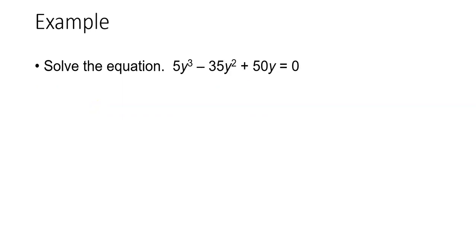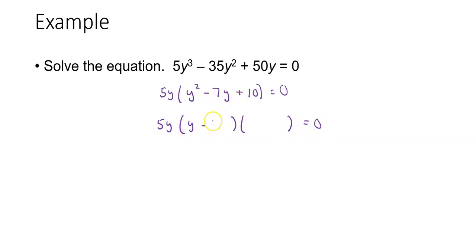All right, this is a similar idea. This one, though, has a common factor of 5 and y. So pull out a 5 and a y, and I'm left with a y squared minus 7y plus 10. Once you do that, the second piece is easy to factor. Factors of 10 that add up to 7 with the same sign, both negative. And it works. So you get three possibilities.